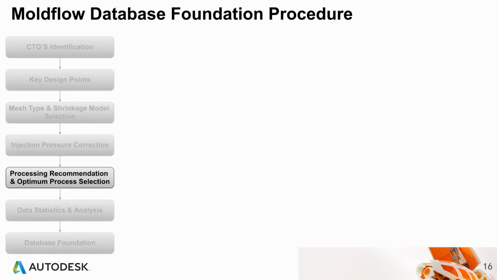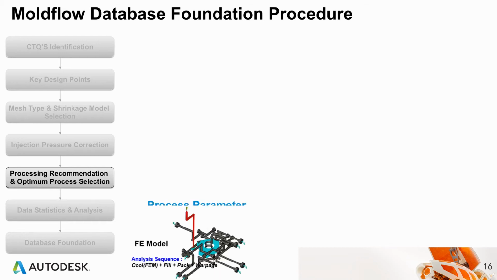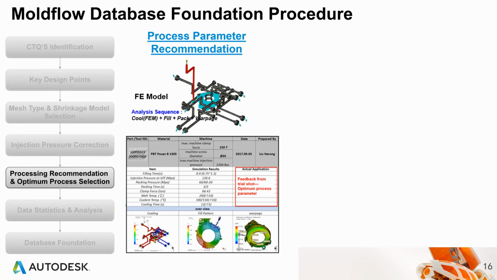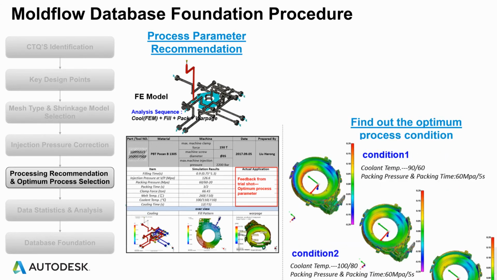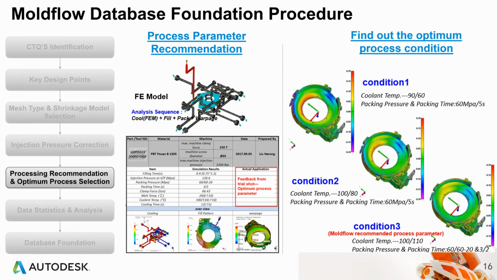So far, we know the constraints in actual process and how to correct it. So now we can provide processing parameter recommendation to actual process. We optimize the packing pressure with profile and the channel's temperature. There are 3 processing conditions to be evaluated in actual process.